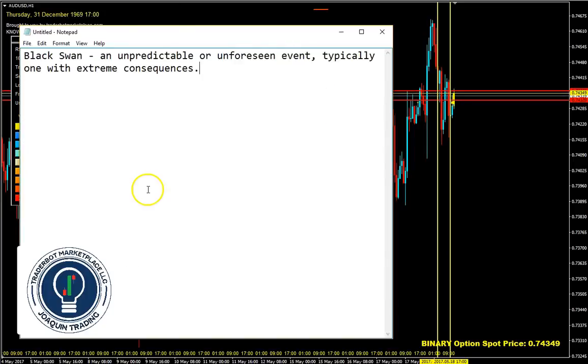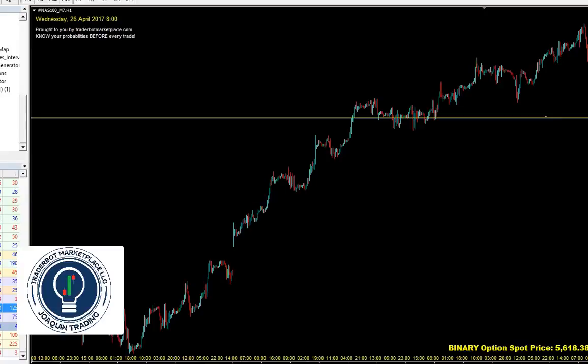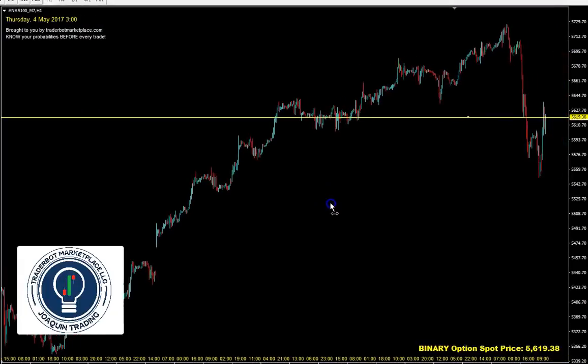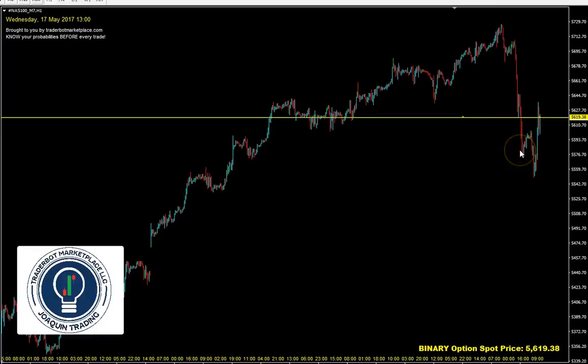In trading, though, we're going to talk about a black swan. A black swan is an unpredictable or unforeseen event, typically one with extreme consequences. Here's what a black swan looks like. You've got price going up in an awesome upward trend line, and then this is a black swan. This is something that doesn't normally happen, but it can happen. It happens, not all the time, but it happens.